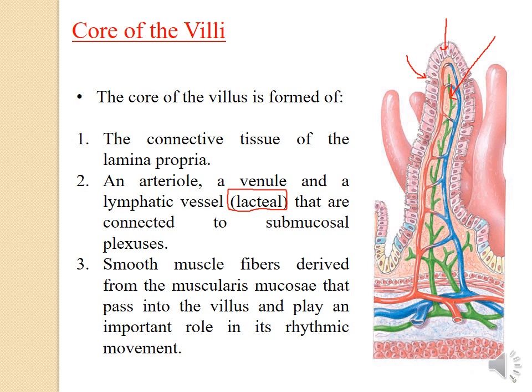In addition, within the villi, we find smooth muscle fibers that are derived from the muscularis mucosae. From the muscularis mucosae arise several smooth muscle fibers. These are important for the rhythmic movement of the villi. These smooth muscle fibers help the villi move around.